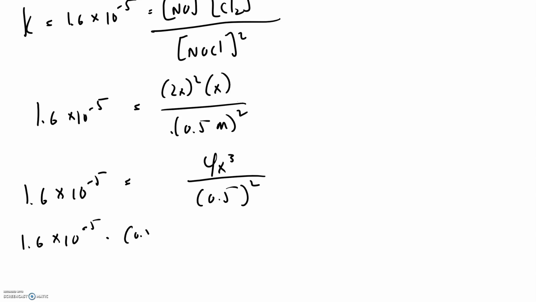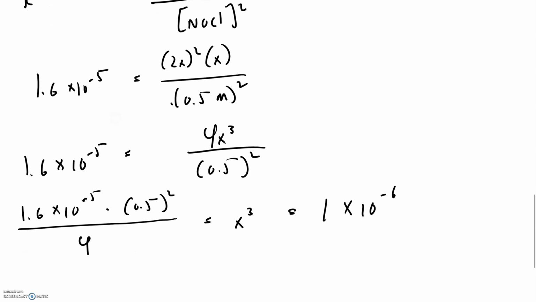So to solve for x, we're going to take 1.6 times 10 to the negative fifth. We're going to multiply this by 0.5 squared. We'll divide all of this by 4, and that equals x cubed. So let's do that. So I'm going to say on my calculator, 1.6 times 10 to the negative fifth. We're going to multiply this by 0.5 squared. That's 4 times 10 to the negative 6, and we're going to divide that, of course, by 4, and this is now 1 times 10 to the negative 6.